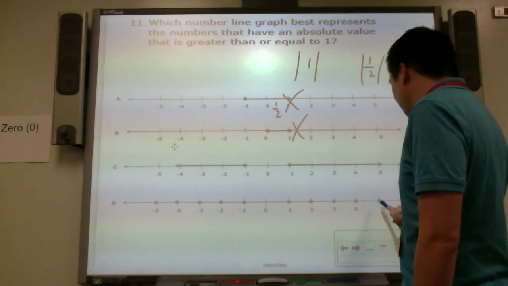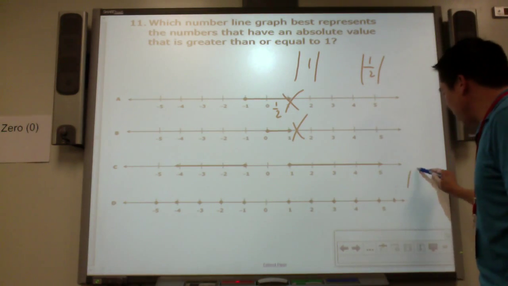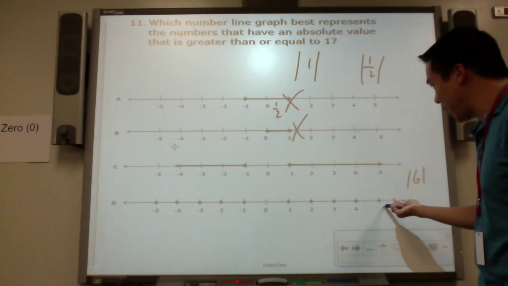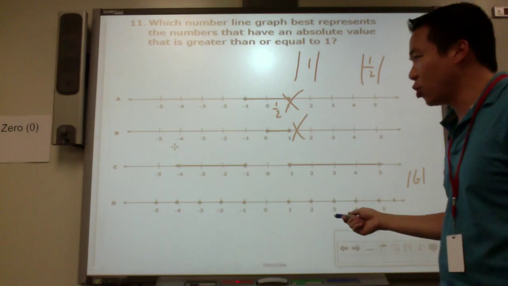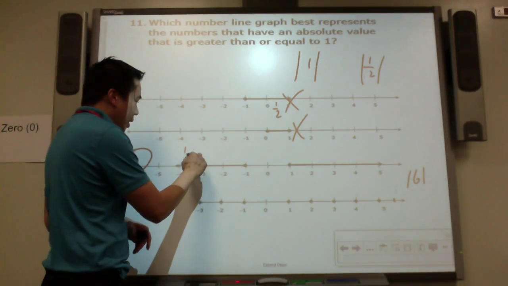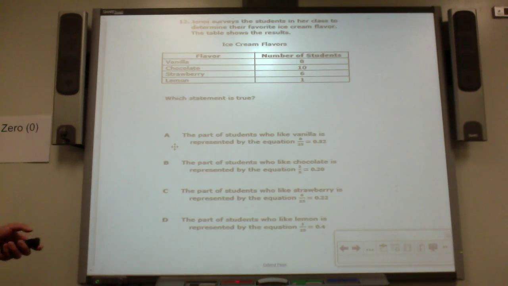These only point to certain numbers. And it stops exactly at 5. Isn't absolute value 6 greater than 1? Yes, but this one says it stops at 5. This has an arrow that keeps going. C is the answer. If you look at the negative, remember, absolute value of negative 5 is 5. That's going to be greater than 1.